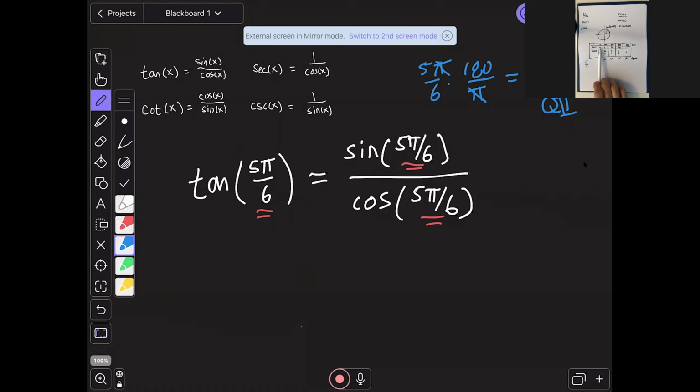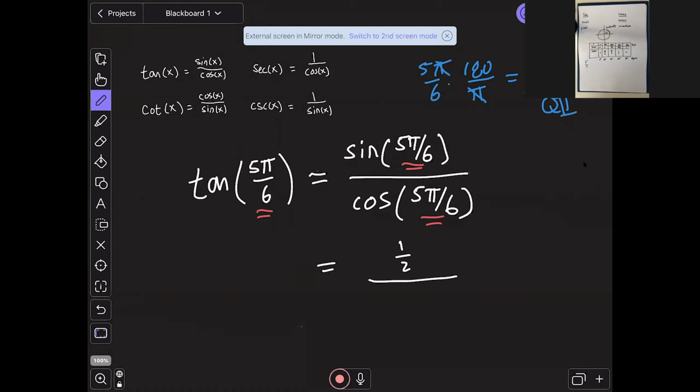So I know that pi over 6 is going to have the same reference angle as 5 pi over 6. So sine of 5 pi over 6 is going to be the same value as pi over 6, which is a half. And in quadrant 2, I know it's going to be a positive number, so we'll leave it like that. And then cosine is going to have the same number, square root of 3 over 2, but it's quadrant 2, so it's negative. Okay, so then we have something that looks like this.